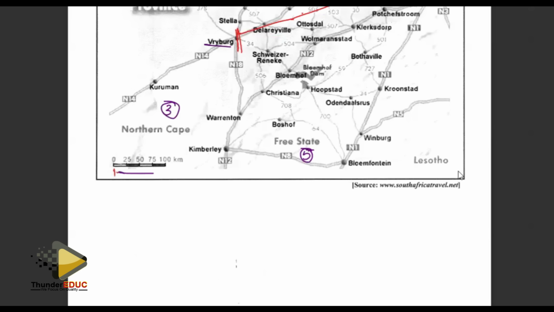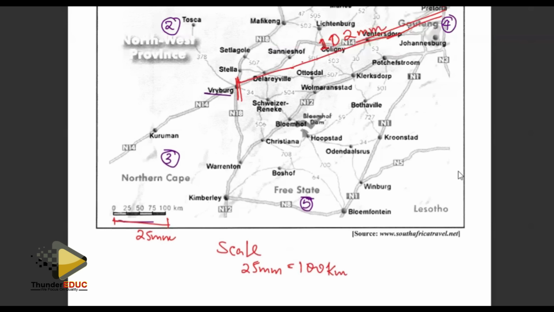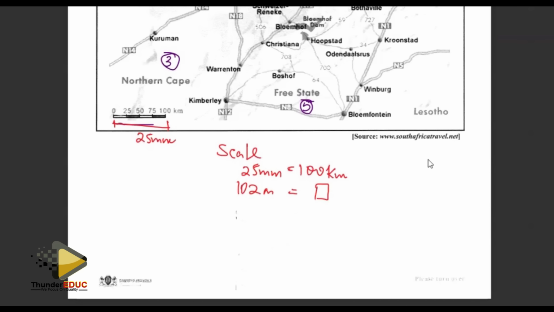After measuring, you also measure the scale up to there. Here you got 25 millimeters. So the scale is 25 millimeters equivalent to 100 kilometers. We've just measured 102 millimeters, so what will the distance be? That's what we are looking for. So shall we cross multiply? We end up having 25 times the box equals 100 times 102. This becomes 10200 divided by 25, because we need to divide.